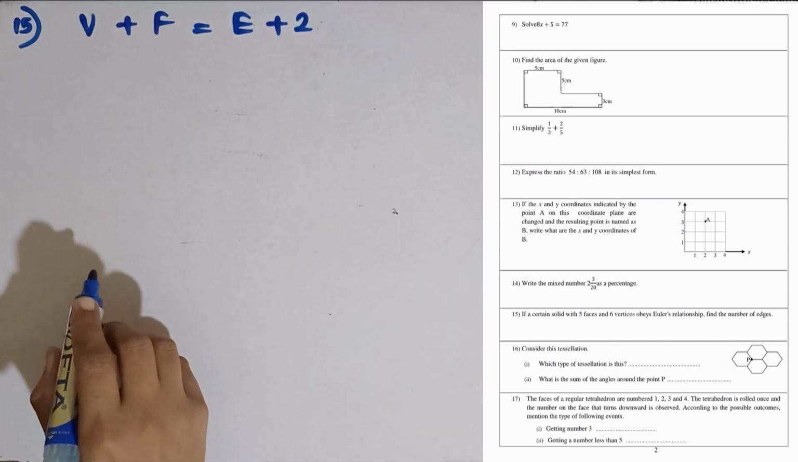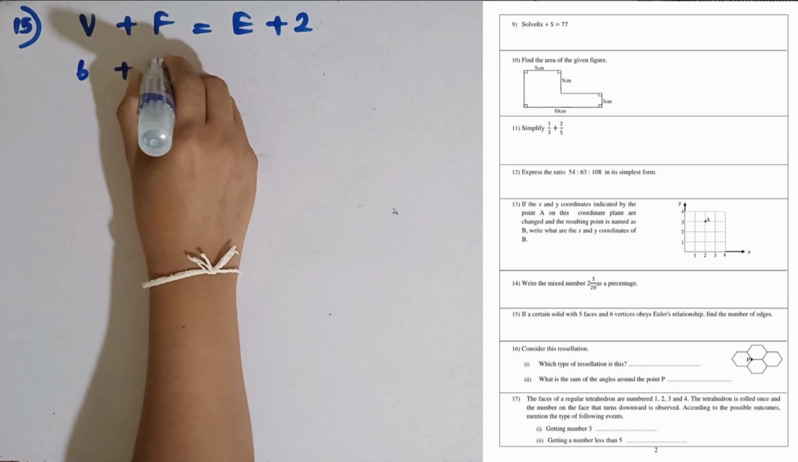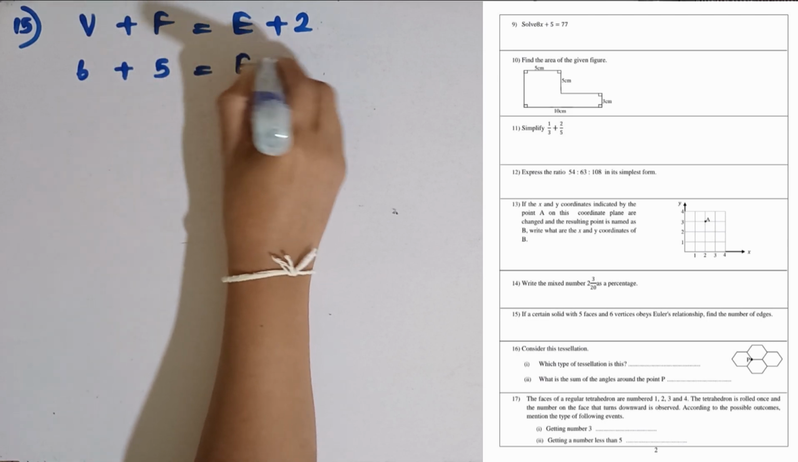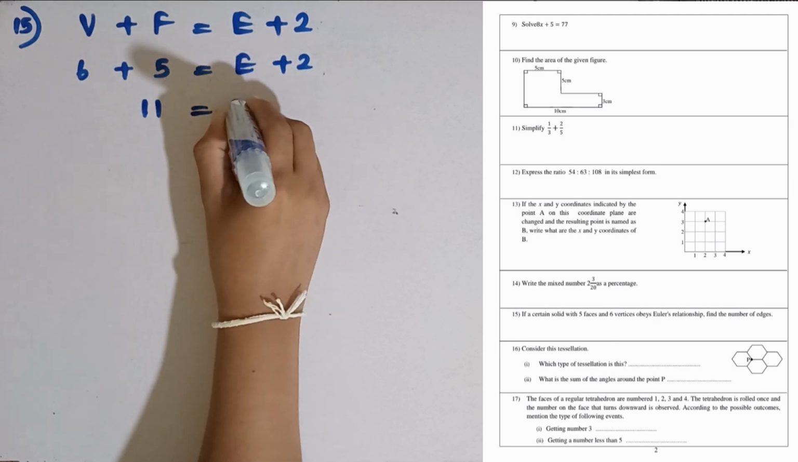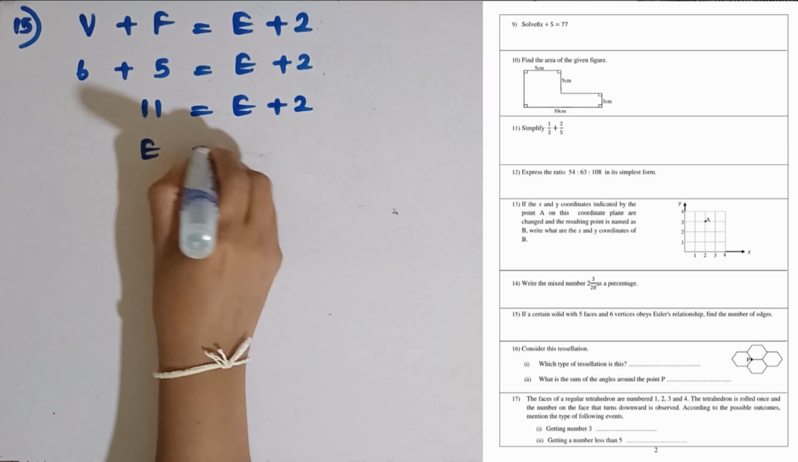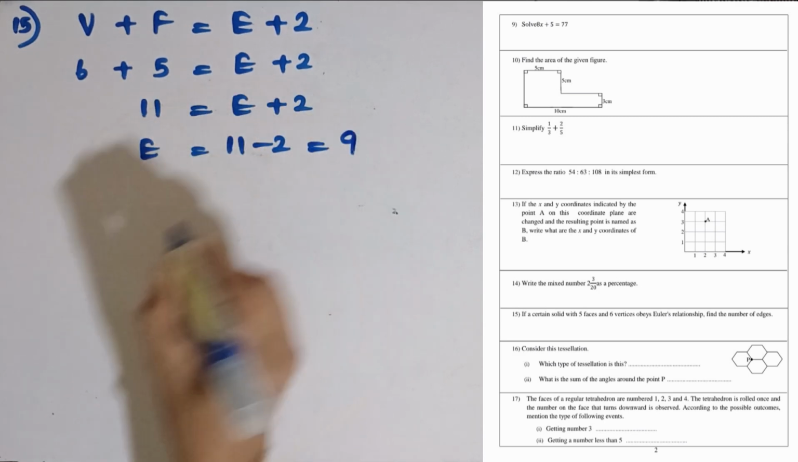So, here the number of vertices is 6 and number of faces is 5. We have to find the number of edges. 6 plus 5 is 11. 11 equals e plus 2. Then number of edges is equal to 11 minus 2. That is 9.